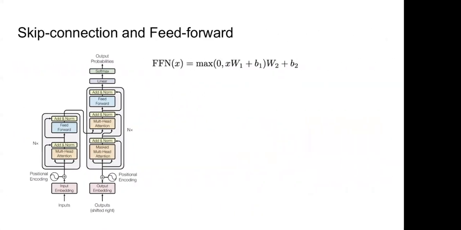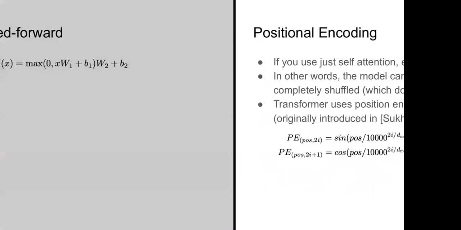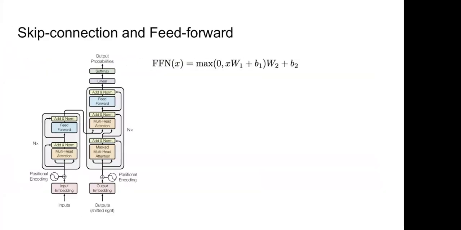And now a few little details. We have this skip connection and feed forward. It's really simple. I told you, skip connection is nothing more than just addition. Skip connection is basically just adding whatever comes out as the output and the input. So you just add it. It's really hard to explain in easier terms. You just add the input and output of a multi-head attention function.